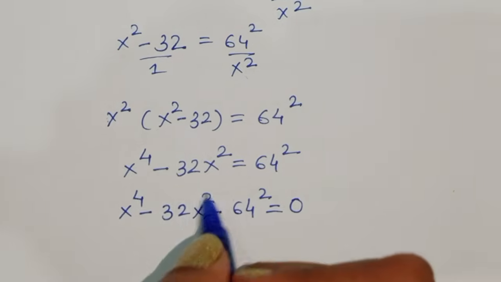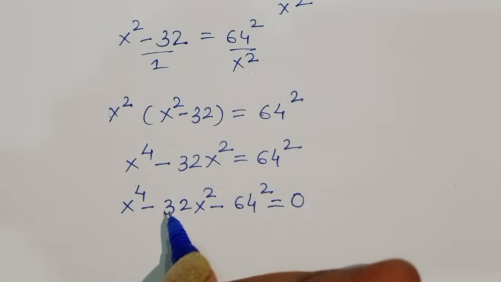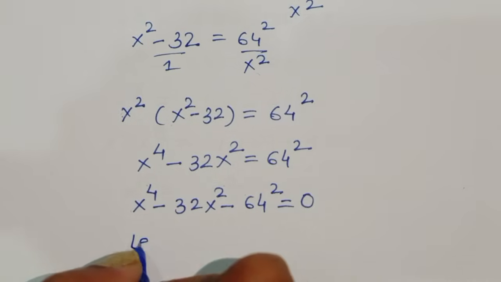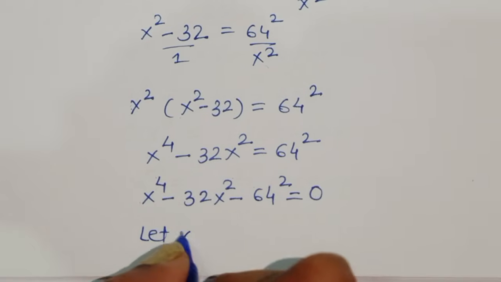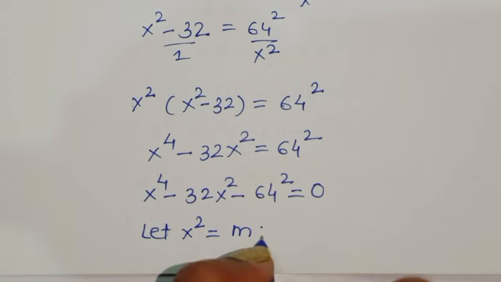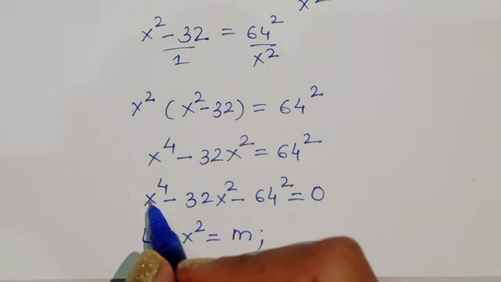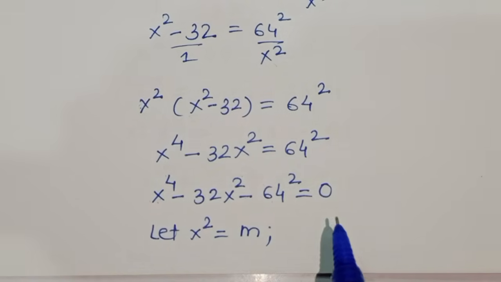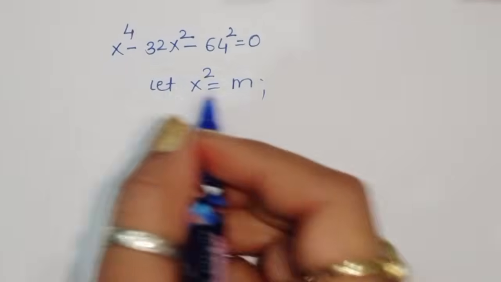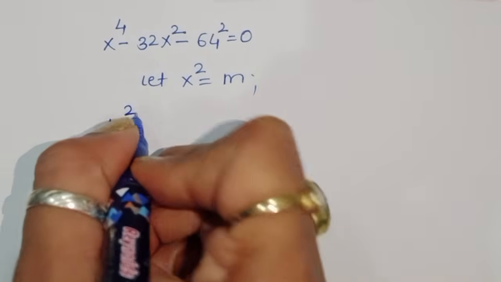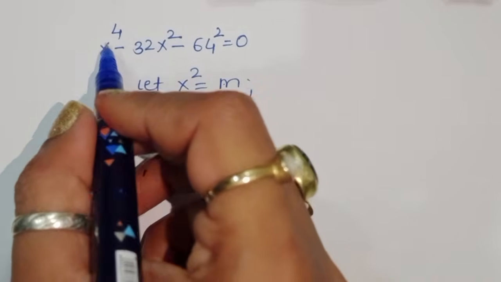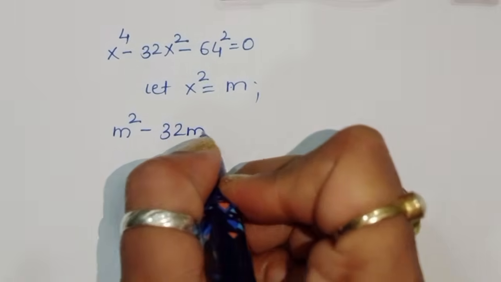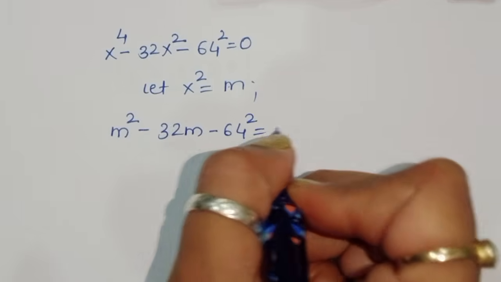Now here x square and here x power 4, so we can consider x square is equal to m, right? So let's consider this one. Let x square is equal to m. So when we are substituting this value here, we will get m square minus 32m minus 64 square equal to 0. Because x square is m, so x power 4 will become m square minus 32m minus 64 square equal to 0.